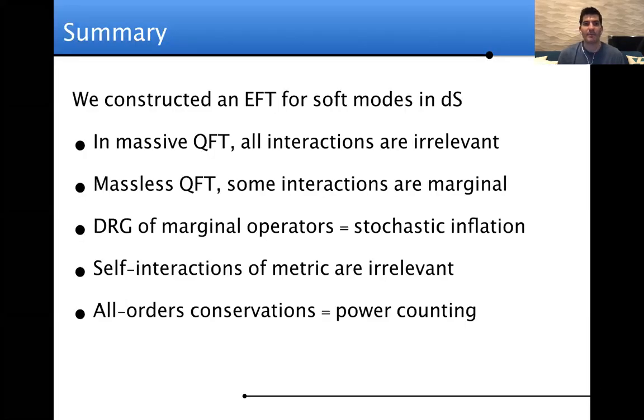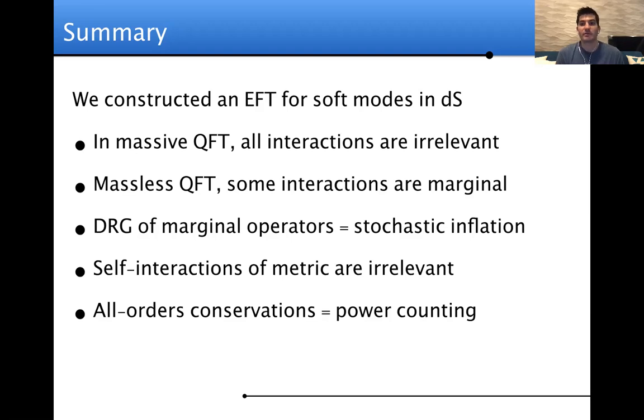Okay, just to wrap up, what we've shown here is how to construct the soft de Sitter effective theory, which is a theory for the long wavelength degrees of freedom in de Sitter. When considering massive quantum fields in a fixed de Sitter background, all interactions in this effective theory are irrelevant. So the leading behavior of correlators is fixed at horizon crossing and not affected by evolution on superhorizon scales. When the quantum field theories are massless, some interactions become marginal and operators can mix, and the dynamical renormalization group associated with those marginal operators is equivalent to the stochastic inflation framework.